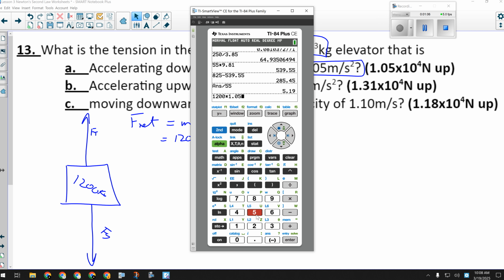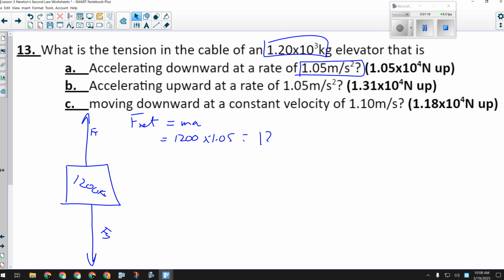My calculator started up. Okay, 1,260 newtons. And that's negative, so that's down. So my net force is negative 1,260 newtons. The force of gravity is 1,200 times 9.81, because it's mass times gravity. That should be 11,776 newtons.